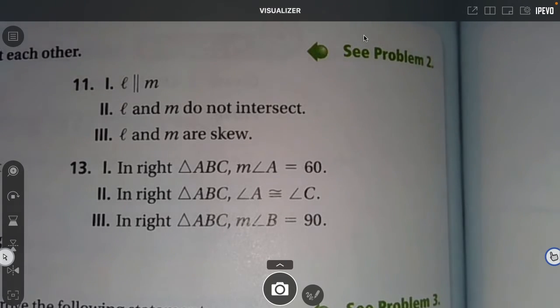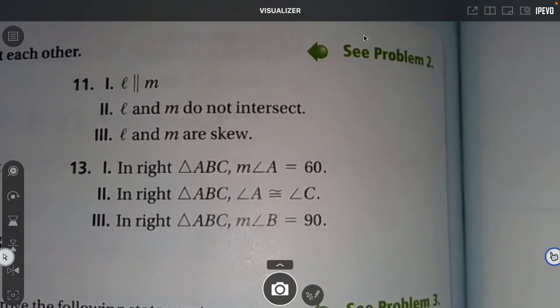Skew lines means one would be going this way and one would be going this way. They are not parallel, but they do not intersect. See how these two lines would never intersect, but they're way far apart? Are they parallel? No. So can you be parallel and skew? No. Not at the same time you can't. Skew lines do not intersect, so those are okay. So it's 1 and 3 on that one.